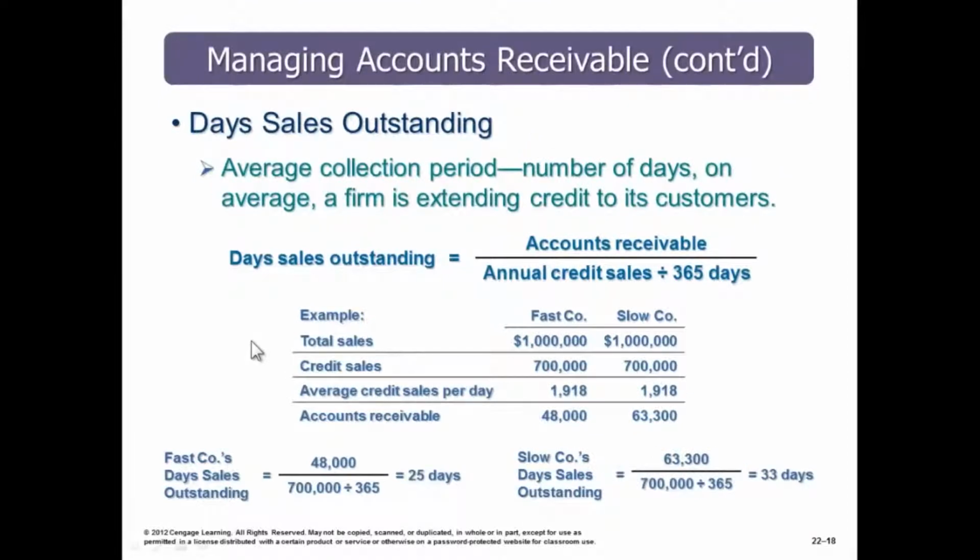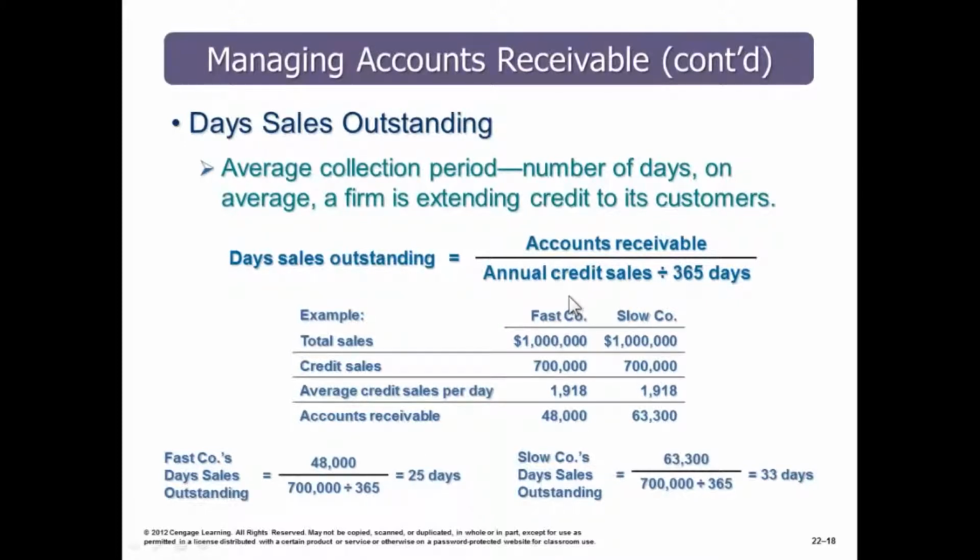So what do you look at? You look at days of sales outstanding. That's one of the things you'll look at. And so that kind of tells you what your average collection period is, the days of sales outstanding. And you calculate that with this formula right here. Days of sales outstanding is equal to accounts receivable divided by the annual credit sales divided by 365.